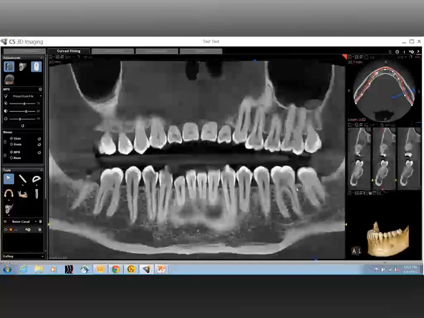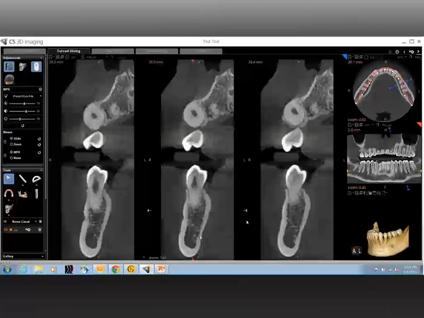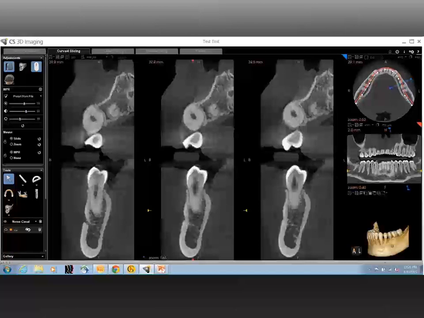And then if we move more anterior, if you would demonstrate where you find the mental foramen, I think that would be very helpful for those viewing our presentation.